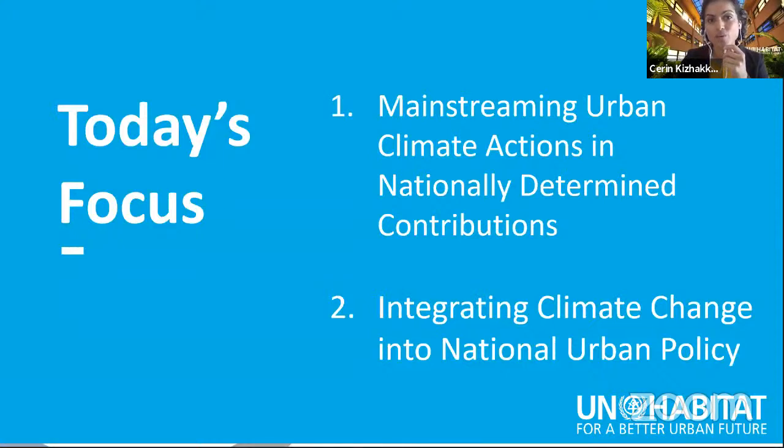And today's focus would be to look at two especially very famous frameworks. So one is the nationally determined contributions, very important, in about 10 days when we are having our opening for the climate conference in Glasgow. And the second part is that David already highlighted very much the national urban policies and the call resulting from the new urban agenda. So I will focus on how we could actually bring urban climate actions into our nationally determined contributions. And on the other side, how can we bring climate change into national urban policies?